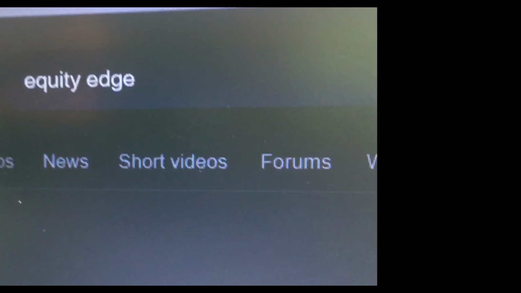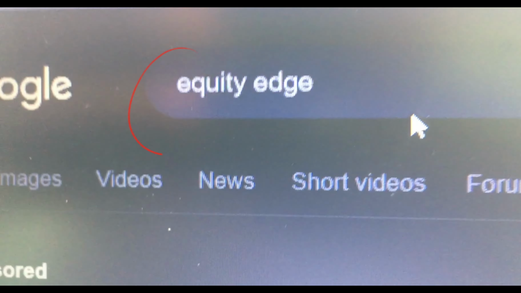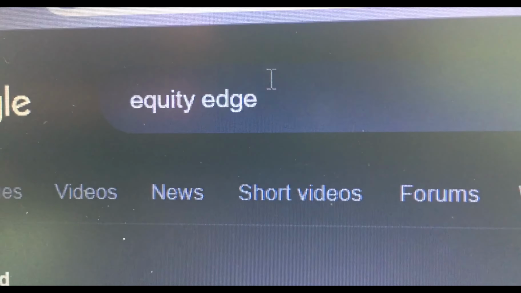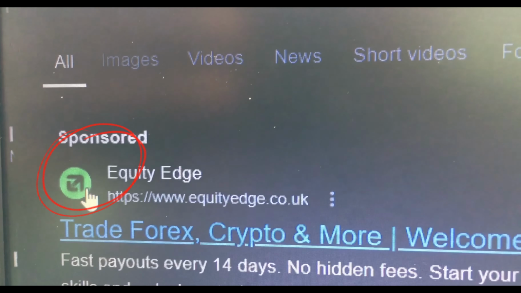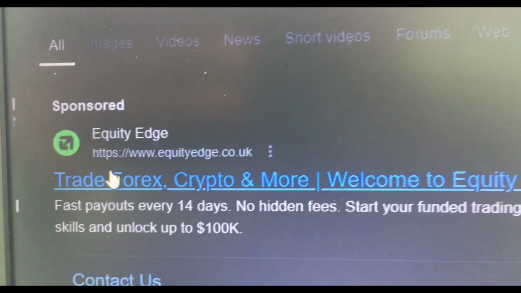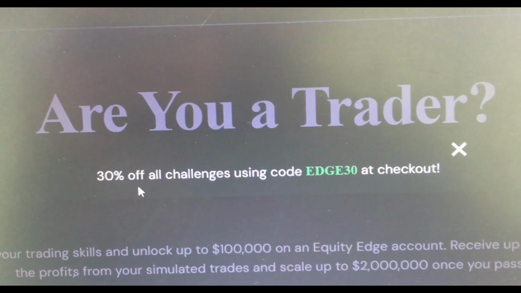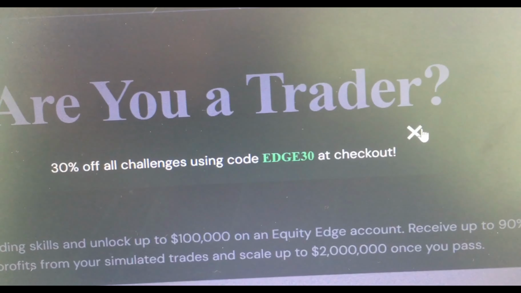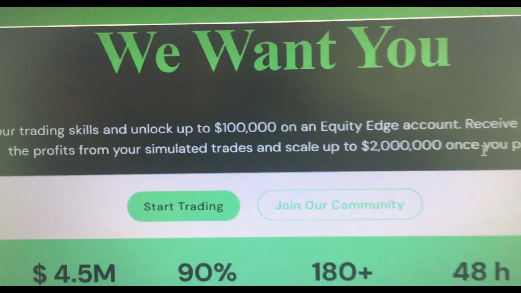So let's go. To get an account with Equity Edge, you go to Google and just search for Equity Edge, and then you'll find this. This is their logo. You just have to click on it and wait for it to load. This is what it looks like. They are currently running a 30% discount, but you're not going to be using 30%. We're going to be using 50%, so make sure you use the link below to get your account.